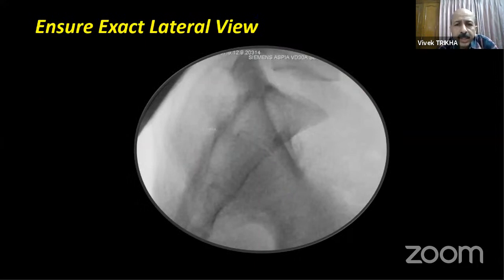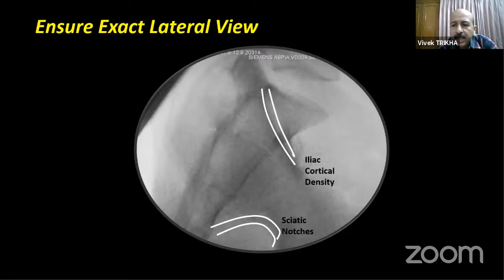Coming to the radiology, this is where you want the sciatic notches to be perfectly lateral along with the iliac cortical densities, which are nothing but the SI joint where the overlapping of the sacral ala, the cortical bone, as well as the iliac bone is happening.